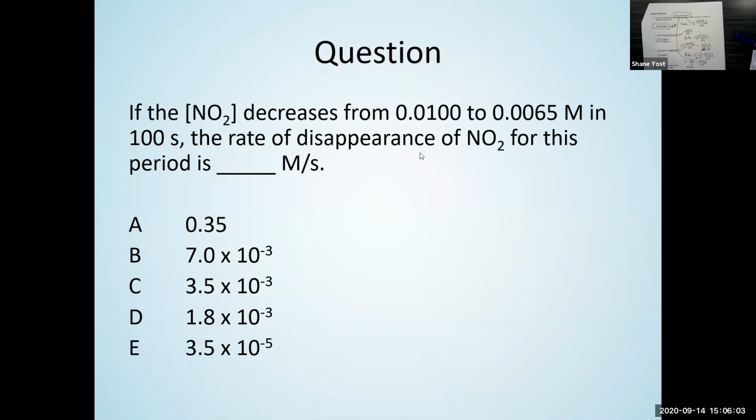So when you do that, the difference between these two gives you 0.0035, which is 3.5 times 10 to the minus 3. But then you have to divide that by 100 seconds. So you're going to get E here, 3.5 times 10 to the minus 5. So C is that change in concentration. The concentration change happened over a period of 100 seconds, so we have to divide by the 100 seconds to get E, 3.5 times 10 to the minus 5.